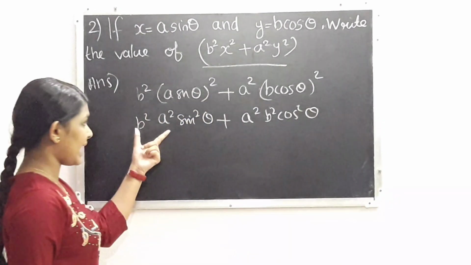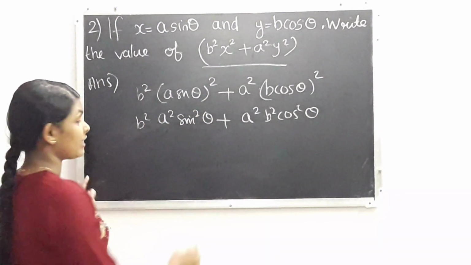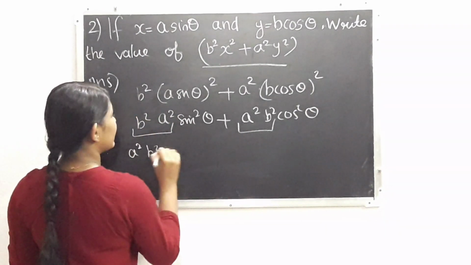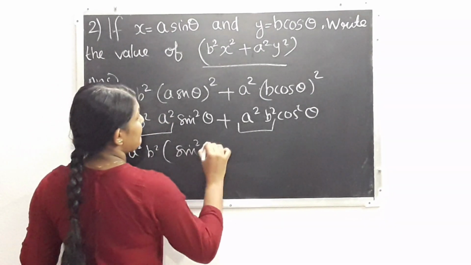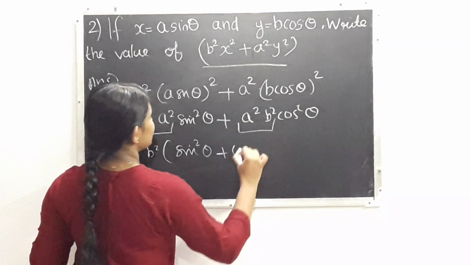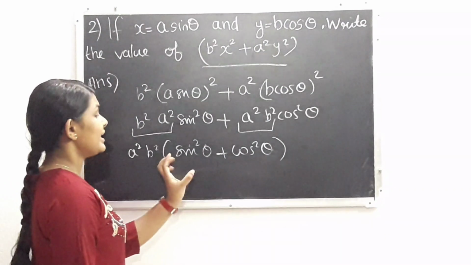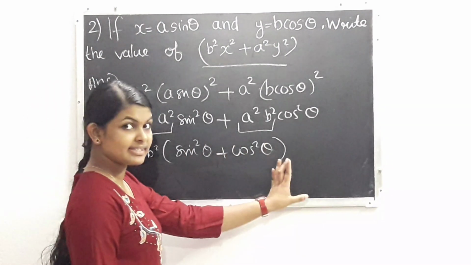Now we can take this a square b square from both terms. Okay. So a square b square is common. So we can take it outside. So a square b square into (sin square theta plus cos square theta). We know the trigonometric identity that sin square theta plus cos square theta is equal to 1.